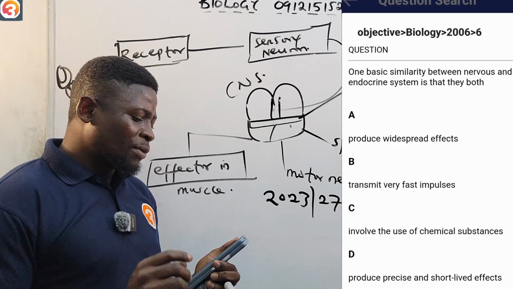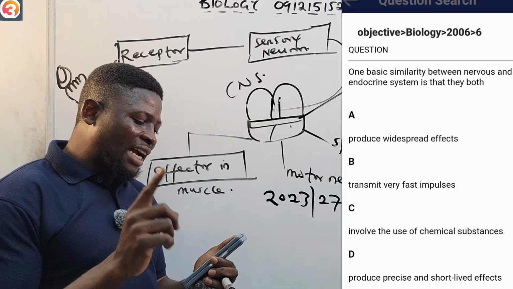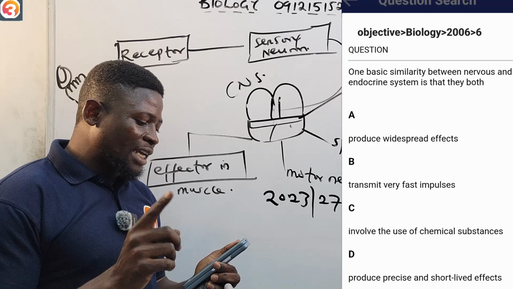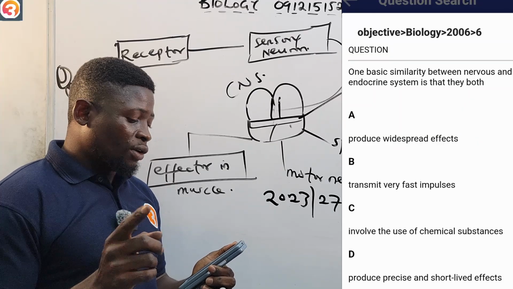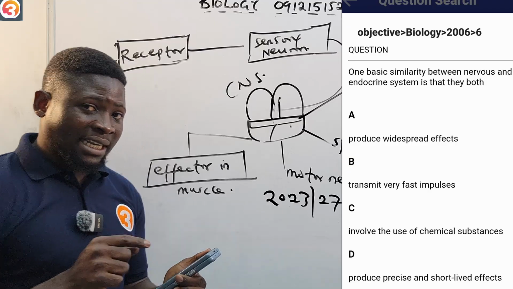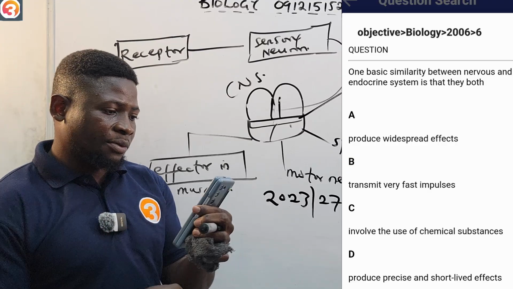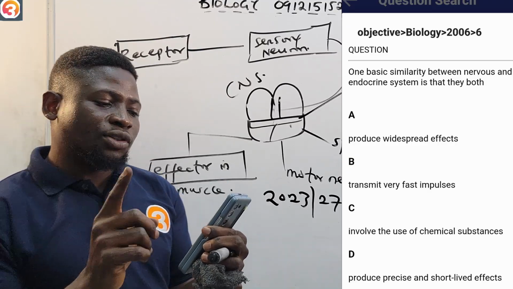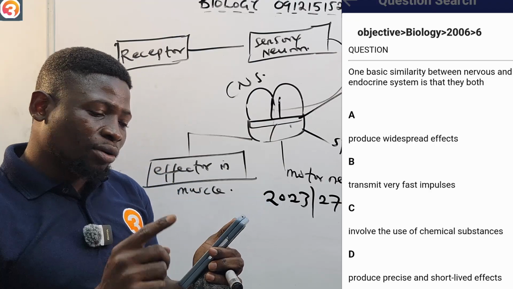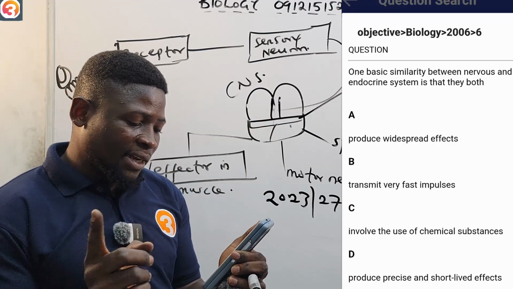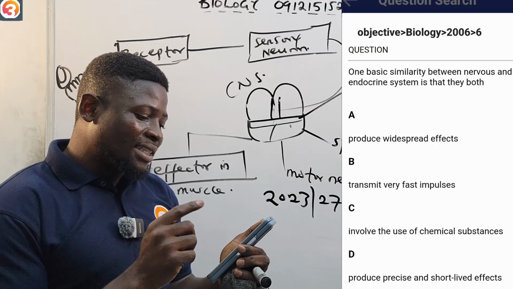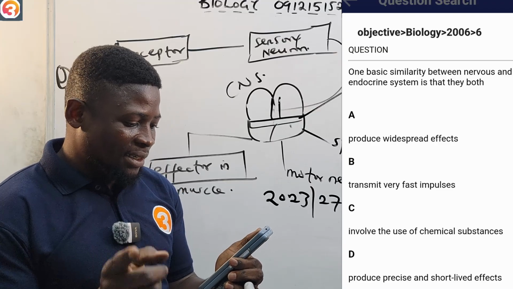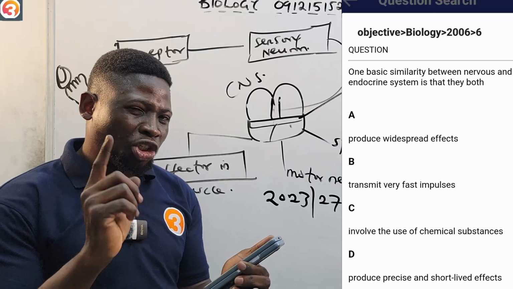2006, number 6 says, one basic similarity between nervous and endocrine system is that they both... I think I told you this in the last class. This question should have been from the last class, but we didn't take it, so we'll take it now. One basic similarity between nervous and endocrine system is that they both: A, produce widespread effect; B, transmit very fast impulse; C, involve the use of chemical substances; D, produce precise and short-lived effects.